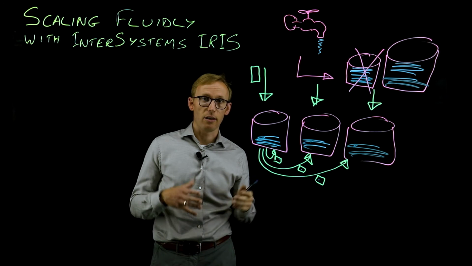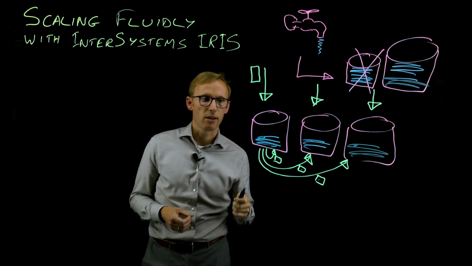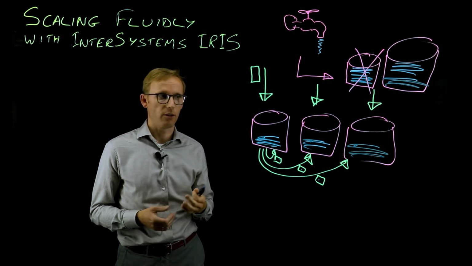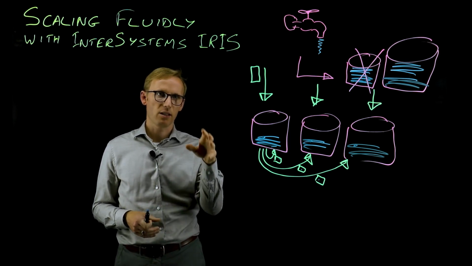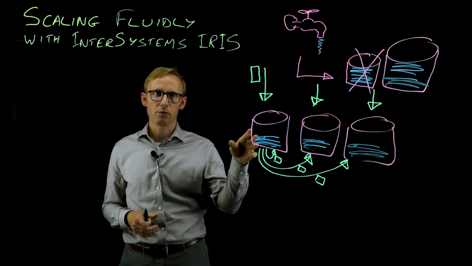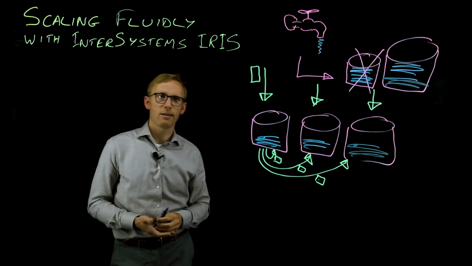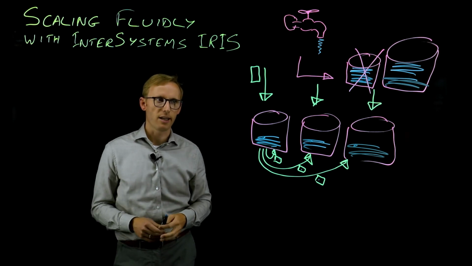This is where the distribution of your data comes in. That's what we call the shard key. The shard key is a choice you can make when you define your table that identifies a particular column that InterSystems IRIS will use to decide which record goes where. By default, it's automated and it's completely random, which is fine for many cases.